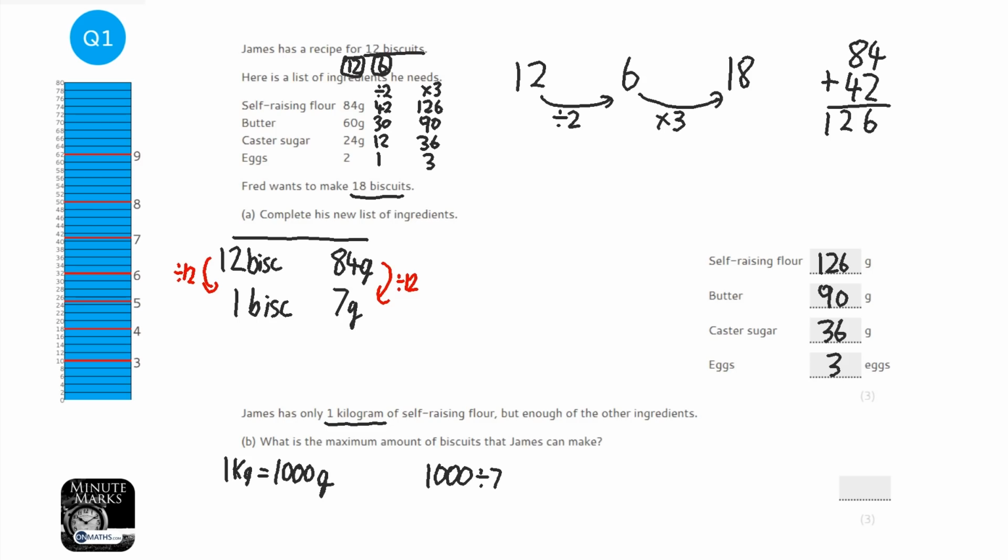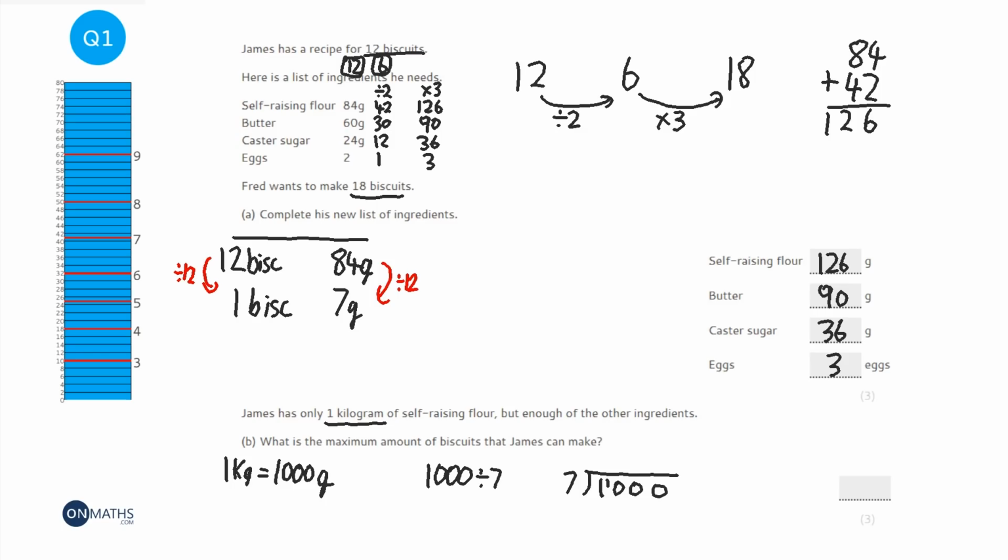And this isn't the only way of doing this. Now, to do 1,000 divided by 7, what you could do is just keep going through the 7 times table. You might start off with 7 times 100, which is 700, and keep going there. Or you might use the bus stop method. And there's loads of different ways of doing this question. So I'm going to use the bus stop method.